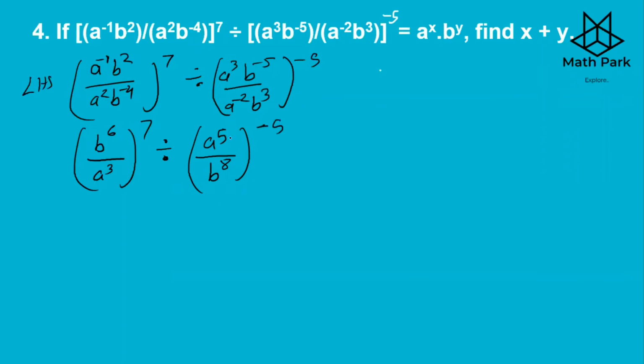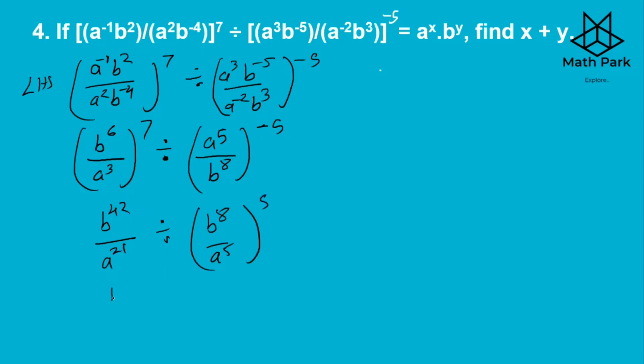Okay. Now what we do is we make these powers positive. So let us simplify this, 6 into 7. So we get b raised to 42 divided by a raised to 3 times 7, which is 21. Divided by, we want to make this power positive, so this becomes b raised to 8 upon a raised to 5, all raised to 5.